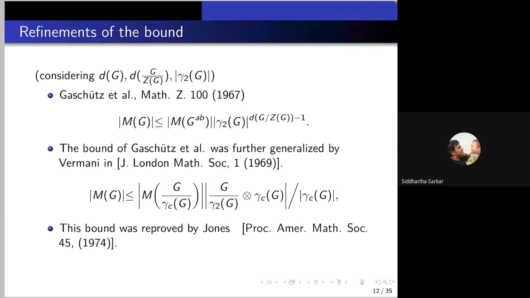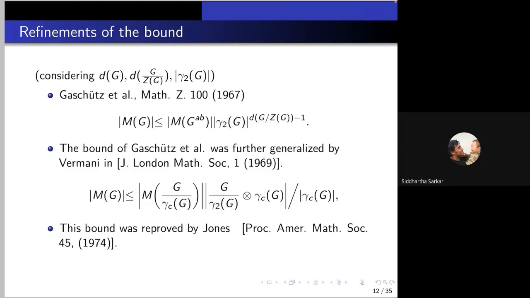One can derive Gaschütz's bound from Vermani's bound. One just needs to apply the same bound to M(G/γ_c(G)). So put G/γ_c(G) in the right hand side instead of G, and keep iterating the process, and one will arrive at Gaschütz's bound. This bound of Vermani was reproved by Jones again in 1974.